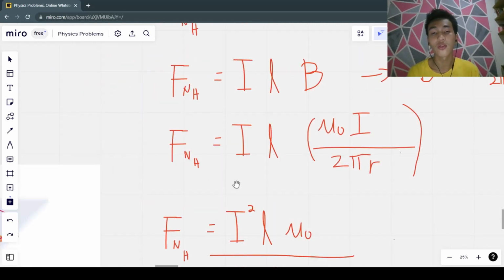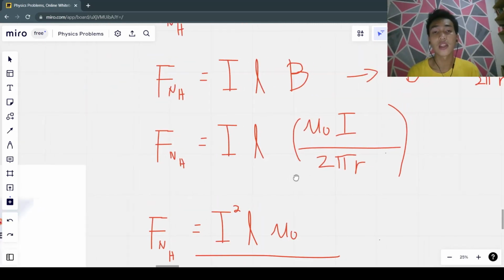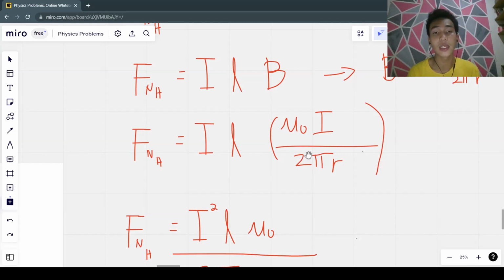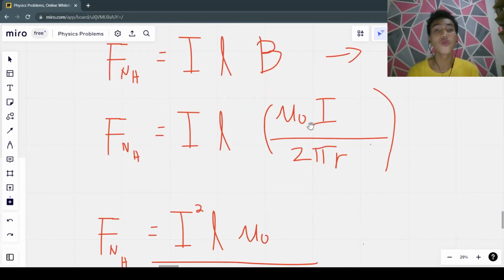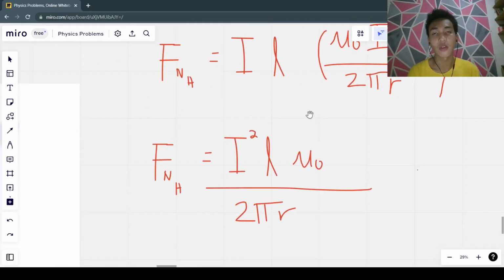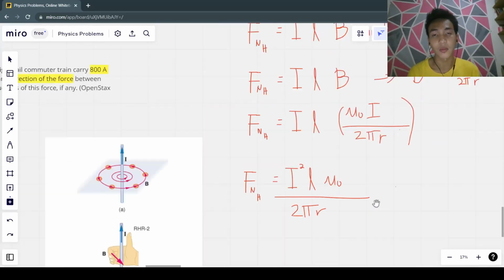So we have now force is equal to the current times the length of the wire times permeability of free space times the current again all over 2 pi r. Now that we have two currents, so if we multiply that, we have I squared. So the force is equal to I squared times the length of the wire times the permeability of free space all over 2 pi r.